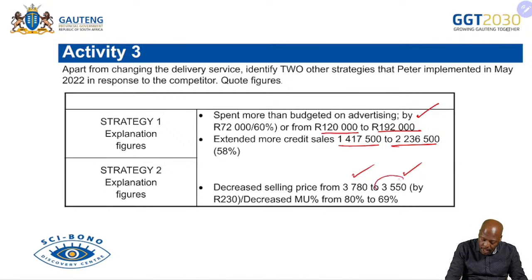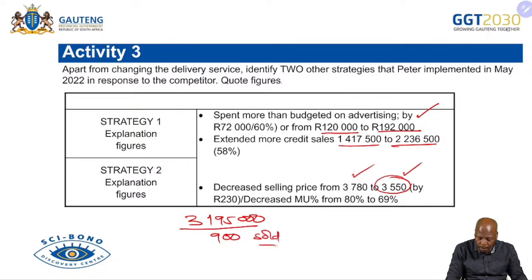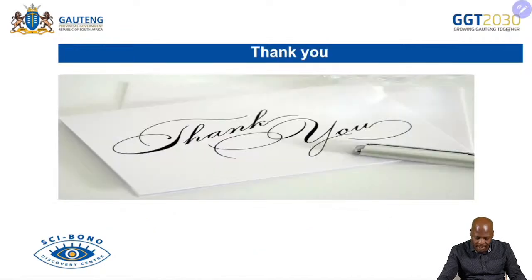If you want to find this 3,550 that he decreased, you take your total sales, which is 3,195,000. You divide it by the number of units sold. So this becomes your total sales over the units that he sold. That is how you get the 3,550. Okay, I hope this made sense.